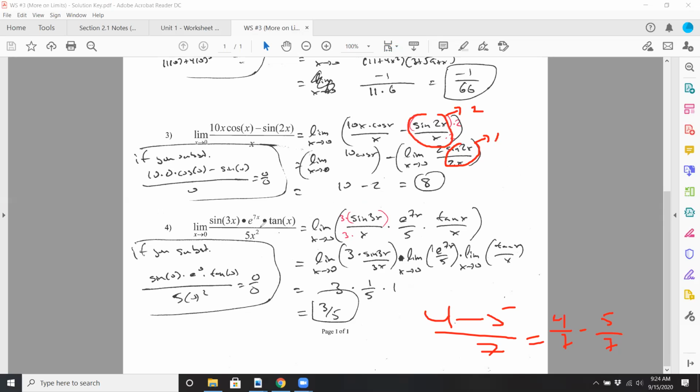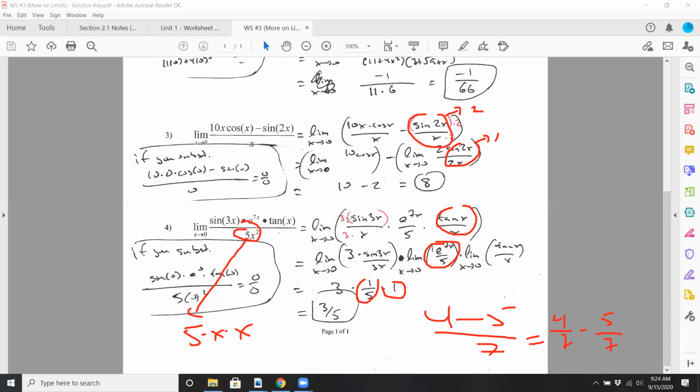For 4, we have a product, so I could break it up as a product of all these. And the way I decided to break it up, 5x squared is 5 times x times x. So you have to get a little creative. You have to be able to see that. Then you realize, well, tan x over x is something I know. Sine 3x over x is something I know. And then e^(7x) over 5, I can just plug in 0 for x and I'm golden. If you do that, this right here is going to be 1/5. Here, that's just 1 as we had in the notes for 2.1. And that's just going to be 3.